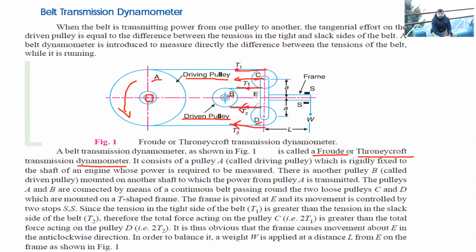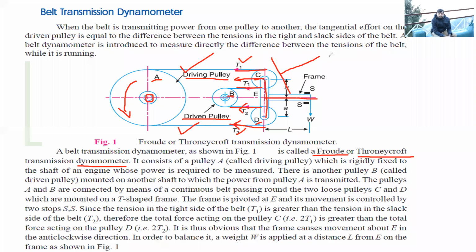Now, since we already know that the tension T1 is always greater than T2, because this side of the belt is the tight side, and this side of the belt is the slack side, that is, the loose side, obviously the tension T1 would be more than T2. Now this is the T arrangement, and since the tension is more over here, this T arrangement will try to turn something like this.